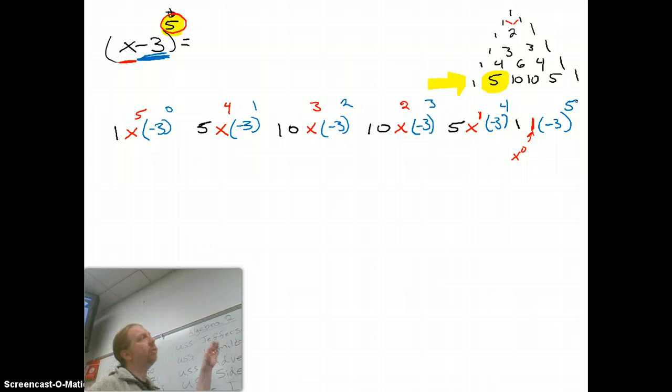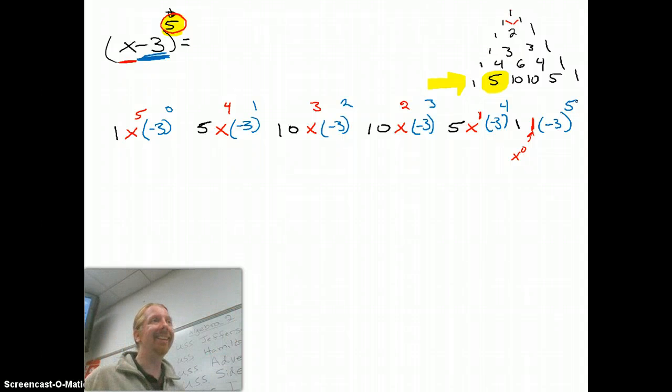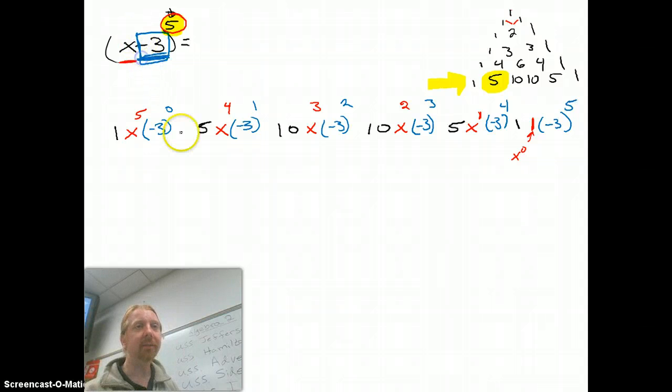So notice the x's go down as the -3's go up. Where did I get what? Y is -3, because it's the second number. And Y is 0. Why is it 0? Because I start at 0 and I count up.